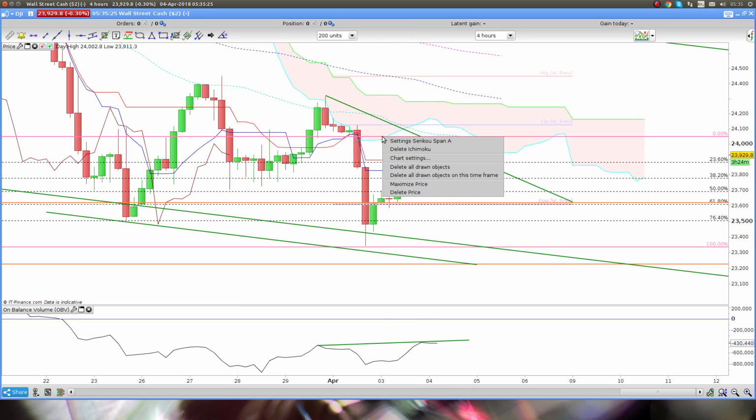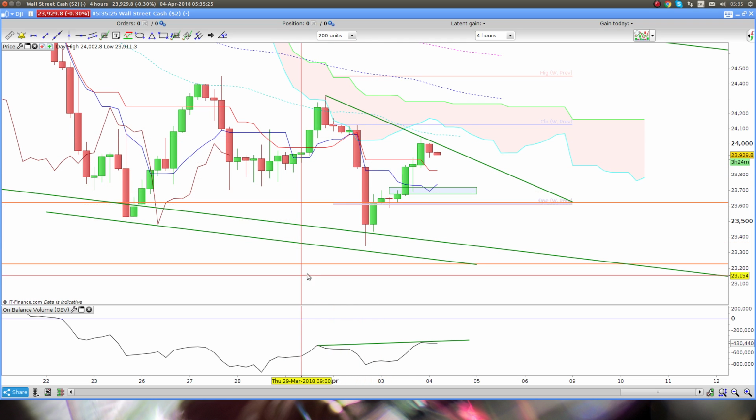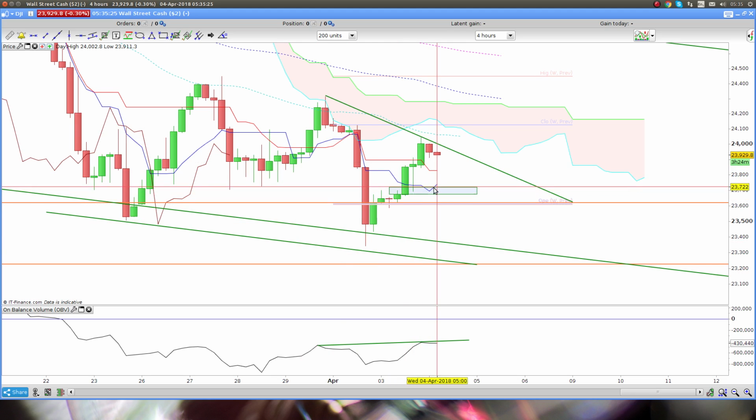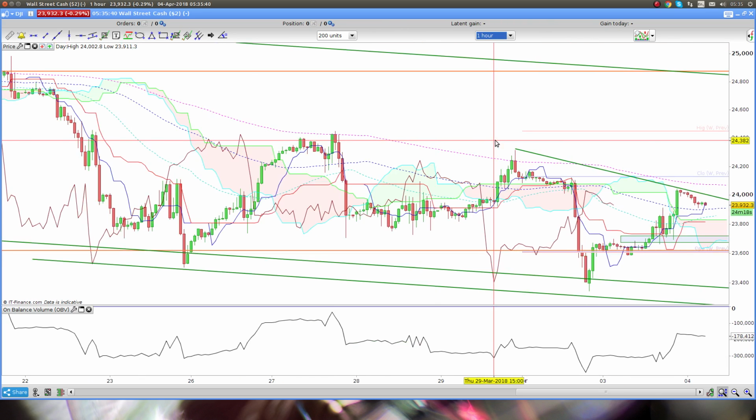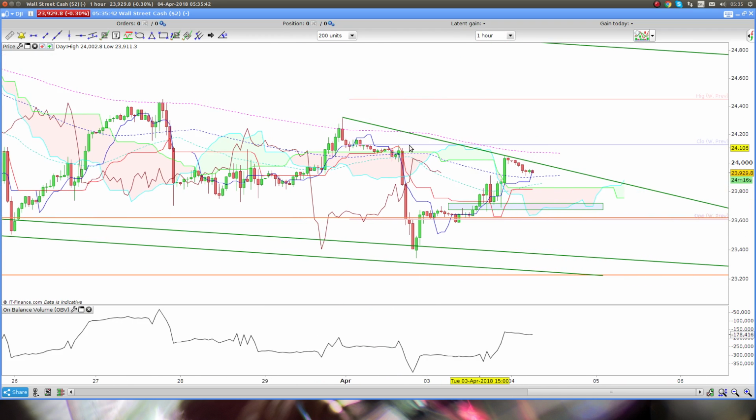So that's kind of what I'd be looking at. And anything that I see happening, any sort of bullish action in this area is definitely something that I'll be interested in taking a look at. And I think let's just drill down to the hour on the Dow so we can see.